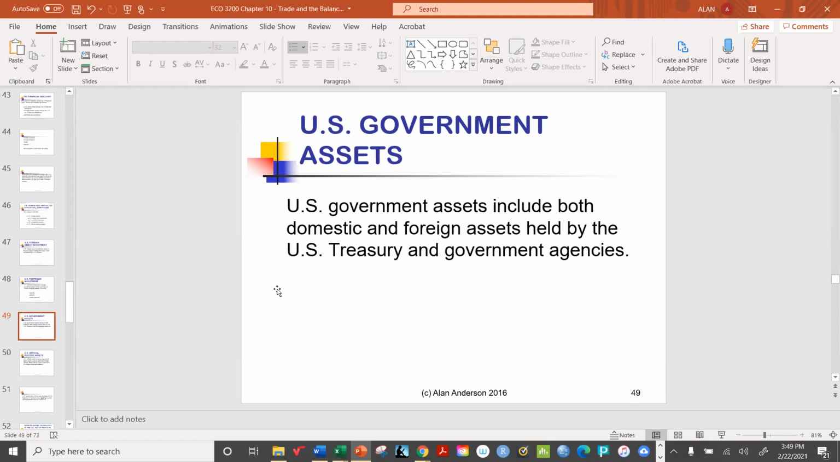Government assets. The U.S. government has a lot of assets of its own. Often these are U.S. Treasury bonds. These may be foreign bonds. The government owns a lot of bonds issued by different governments. It owns a lot of other types of assets as well, but here we're focusing exclusively on financial assets.